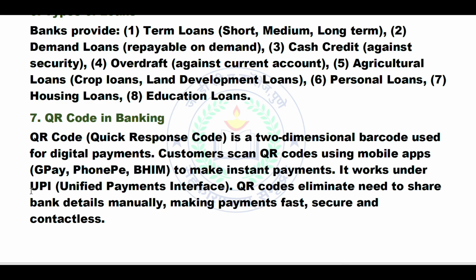Whatever UPI apps you have nowadays. These are the 3 I have mentioned: GPay, PhonePe, and BHIM. Other payment gateways are also there in the market actually. So from that you can make the payment through QR banking. So this is how it works.